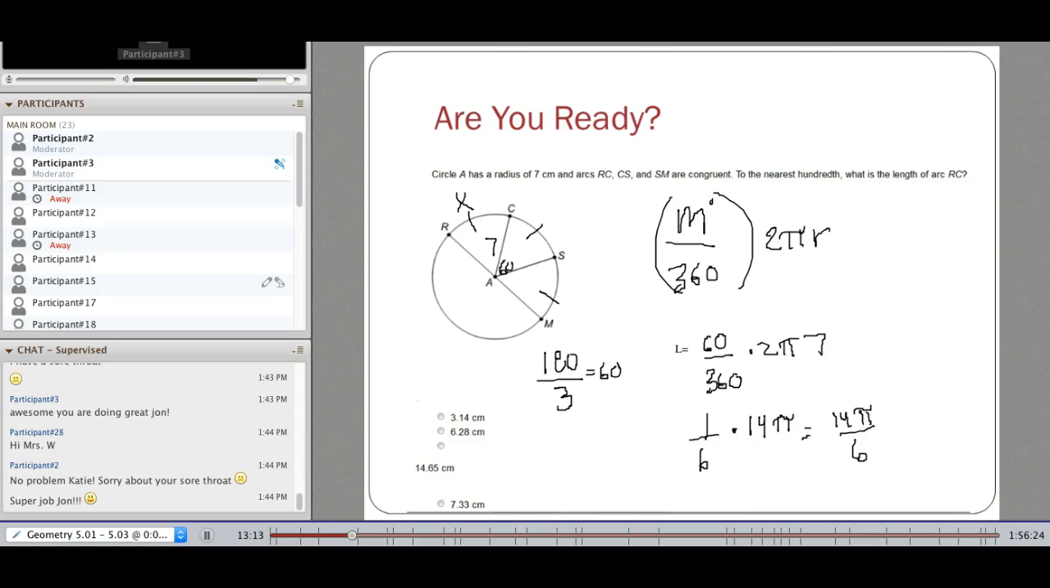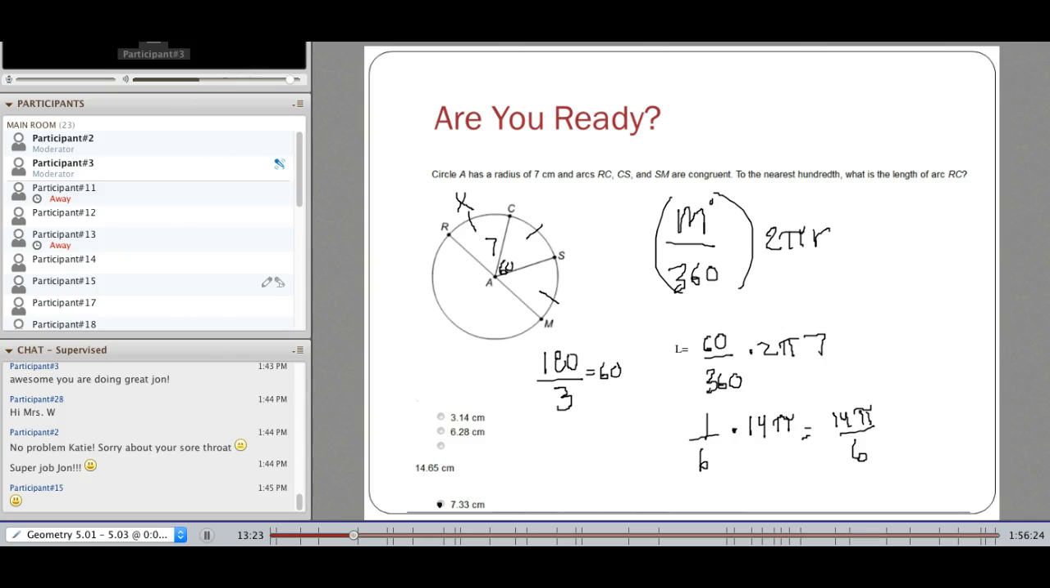Great job, John. That was awesome. Yep. So 7.33 is the arc length of arc RC. That was a perfect explanation. That was really great. Thank you so much for doing that. And hopefully now the rest of you guys understand arc length a little bit better. John had a really great explanation on all the work he did.